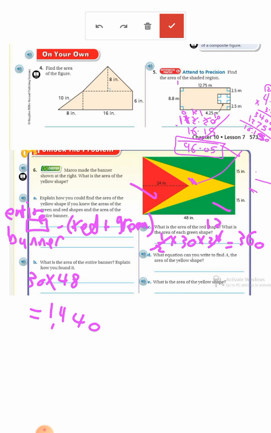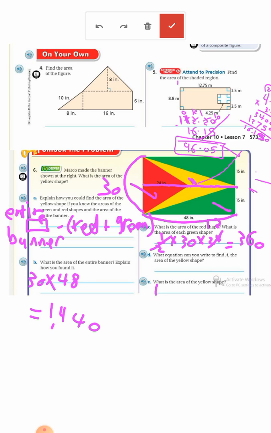After that, he asked me about the yellow shape. So what equation can you write to find A, the area of the yellow shape? We have more than one way to find. I will tell you another method to solve. This is the base of the yellow, right? It's 30. Excellent. And we have here a height of the red, and we can continue till you reach the height of the yellow one, right? So here we have what? The height is the same side of the rectangle.